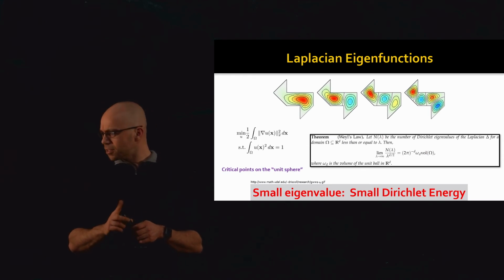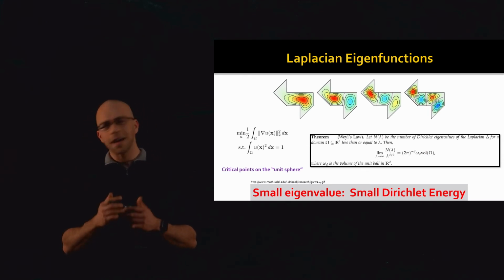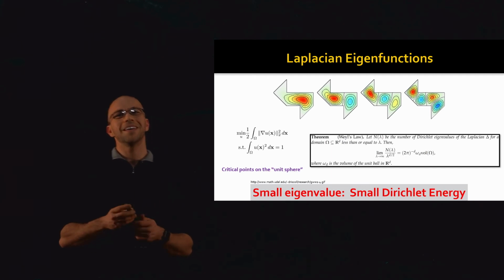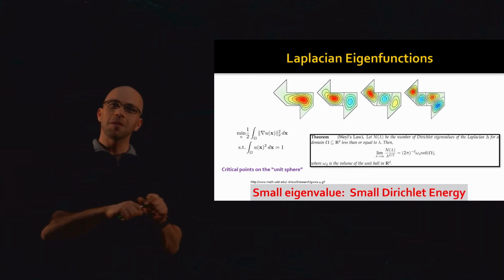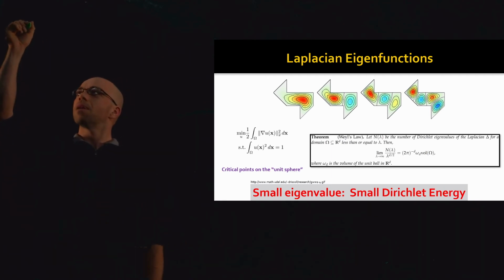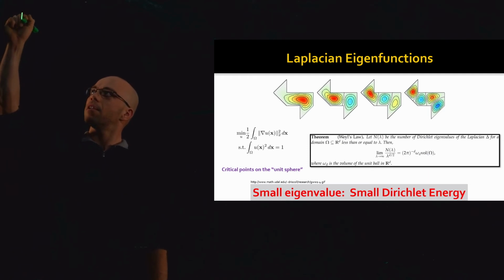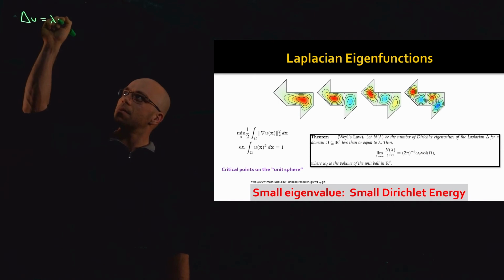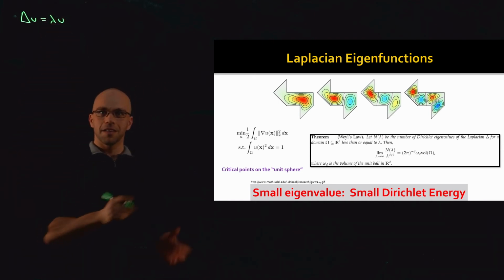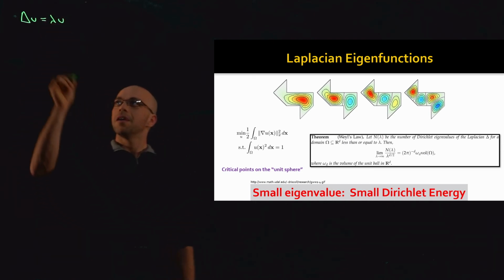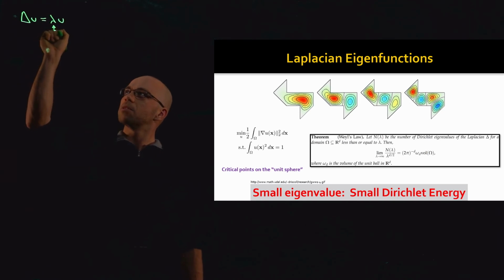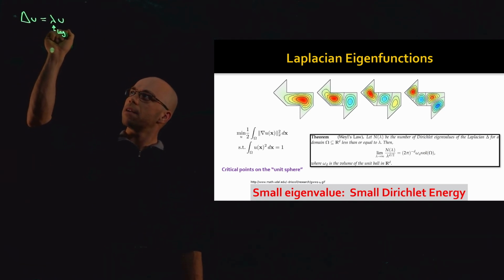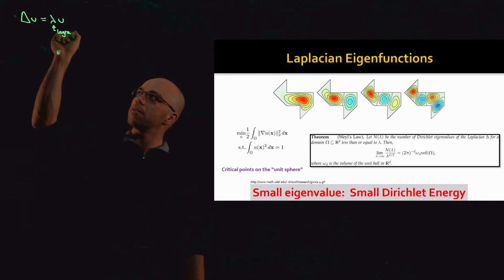I'm going to let you figure out at home why, if I start with this minimization problem, what I end up with is just Laplacian of u equals lambda times u, where essentially I start with this optimization problem and the lambda is going to be the Lagrange multiplier for the constraint that u square integrates to 1.